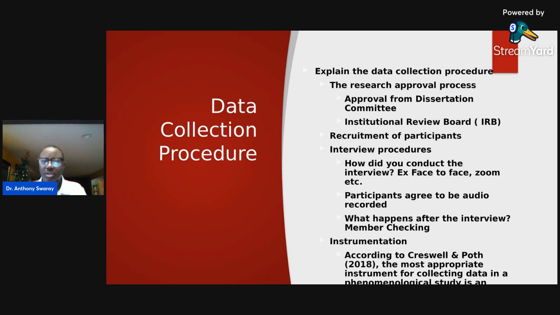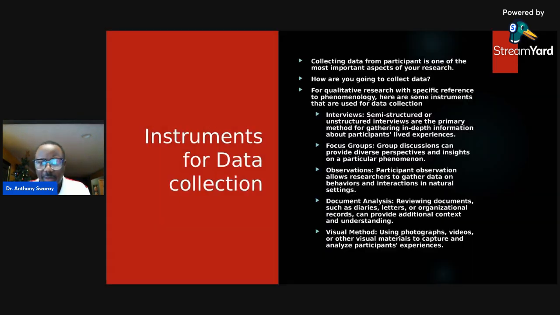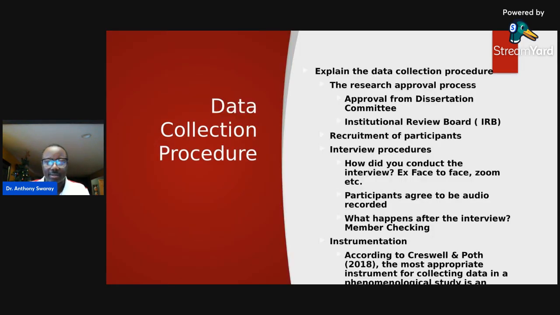So remember, we just talked about instruments for data collection. You're going to have a heading, instruments for data collection. You're going to explain everything there, and make sure that it is well written, so that your readers will be able to understand what you have documented.